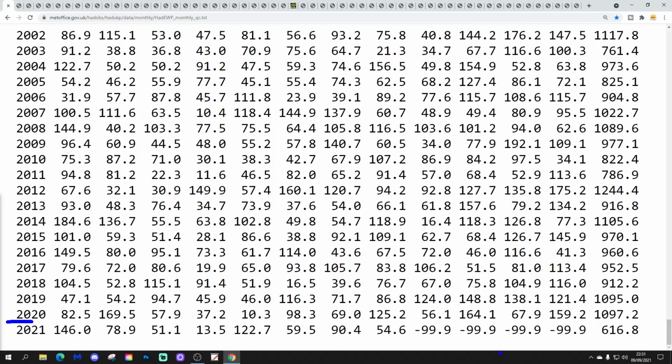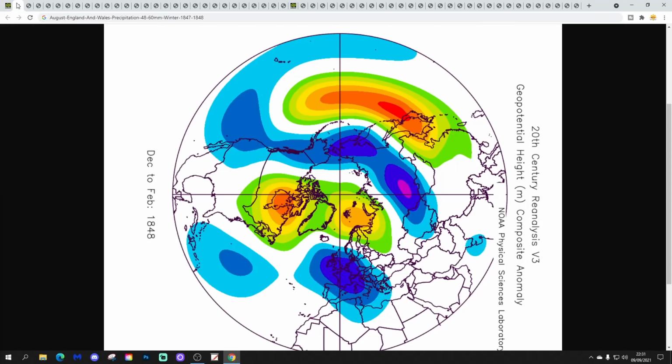2021. There it is. So we can see that for August 2021, we actually have an England and Wales precipitation of 54.6 millimeters. Pretty dry August, actually. 54.6 millimeters, way below last year, when we had 125.2 millimeters in August 2020. Anyway, so the second batch of analogues is going to be looking at winters following August with an England and Wales precipitation range of 48 to 60 millimeters.